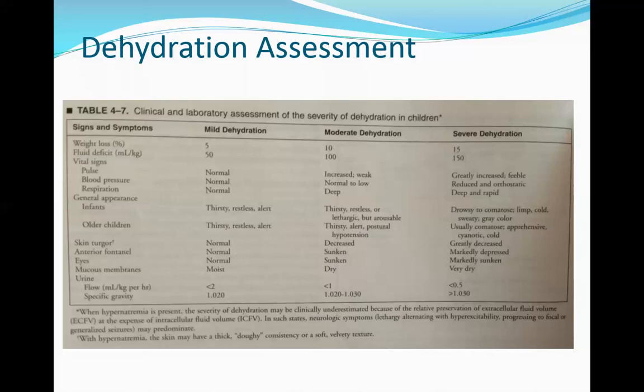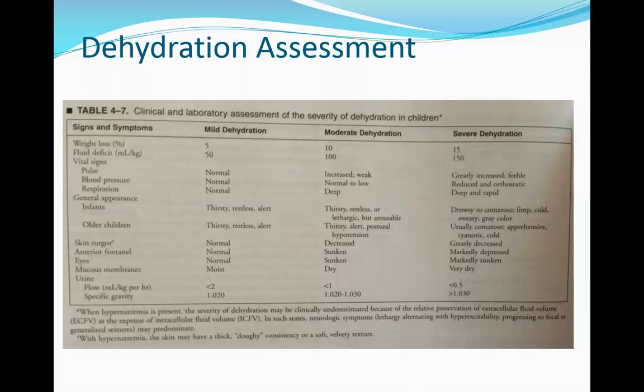With mild dehydration, you can expect about a 5% weight loss, a 50 milliliter per kilo fluid deficit. The vital signs can be normal, compensated by the patient, so normal pulse, blood pressure, and respiration. For infants and older children, they may appear thirsty, restless, but alert. Skin turgor, anterior fontanelle, eyes are normal, mucous membranes are moist. Urine, expect less than 2 milliliters per kilo per hour, with a specific gravity 1.020.